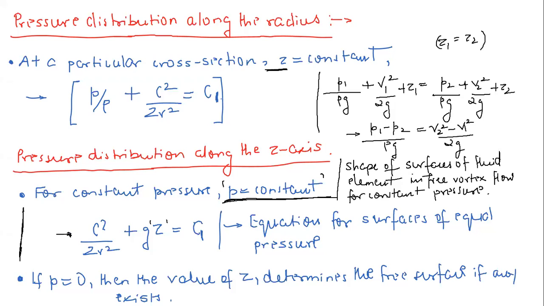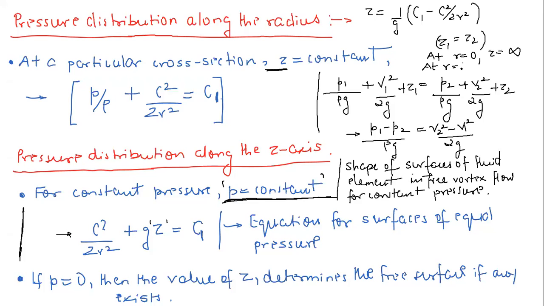Okay, so let me tell you this one. Z, let us solve this equation further. So Z is equal to 1 by G, then that is C1 minus C square by 2 R square. Now just imagine this at R equal to 0. If this is 0, then this is tending to infinity.